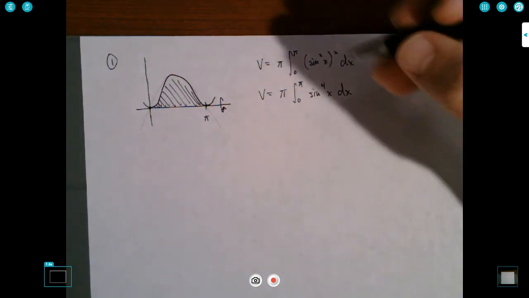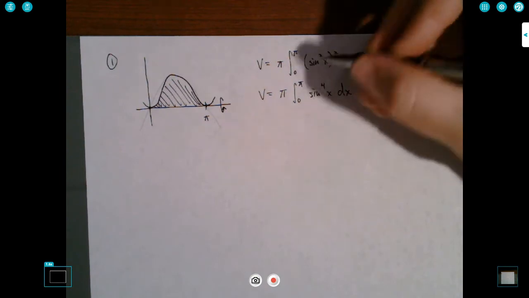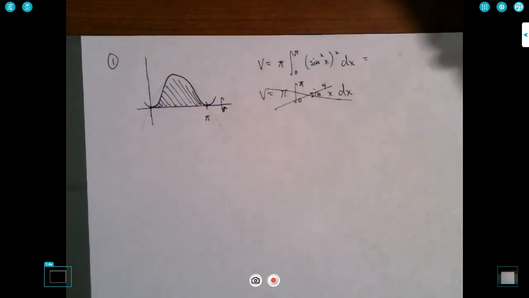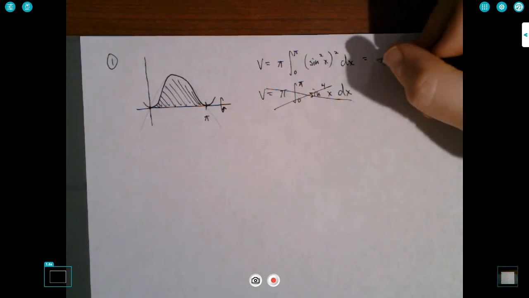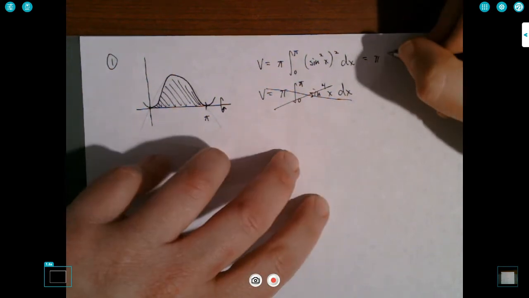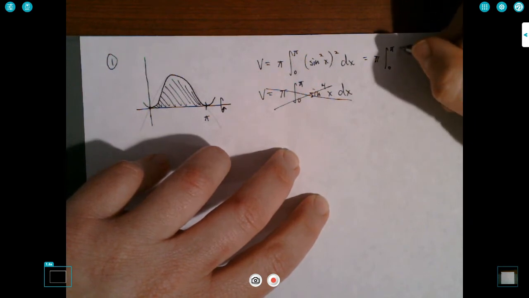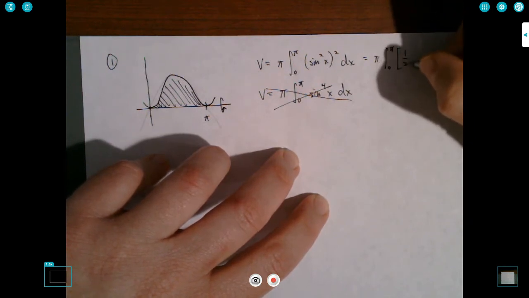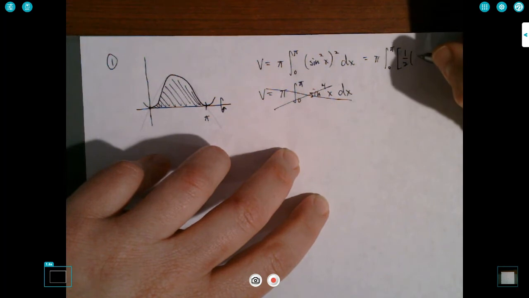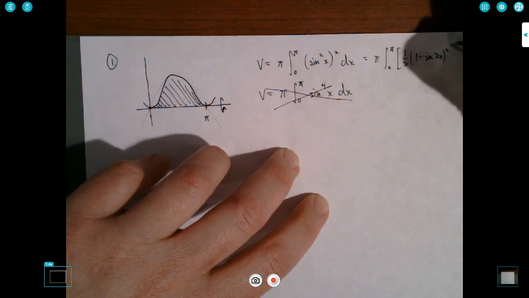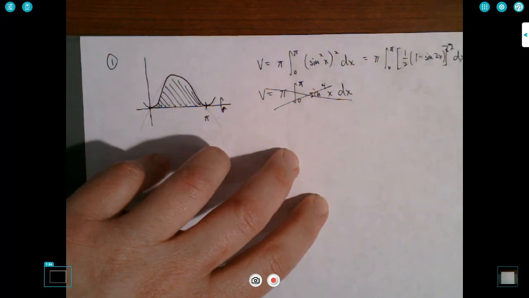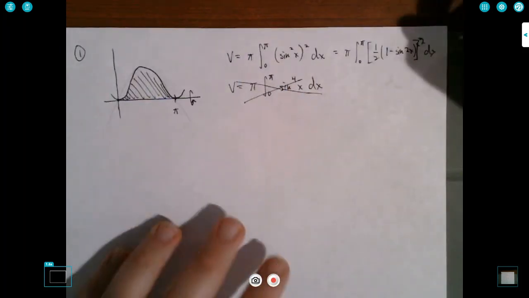So what I'm going to do is think of it the top way. And I'm going to say this is pi times the integral from 0 to pi of 1/2 times 1 minus cosine 2x, squared. Right? So I've got to square the whole quantity. Okay.